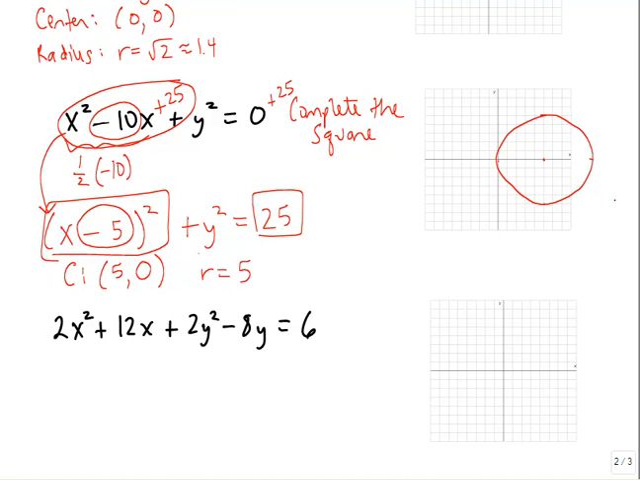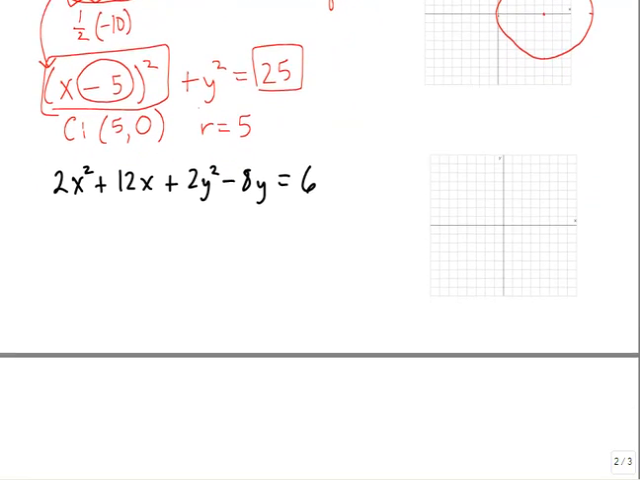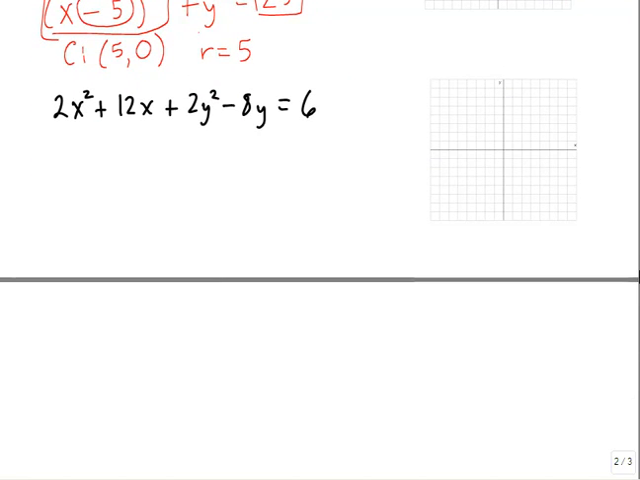Okay, let's try that process one more time on one more example. So this one, again, first thing you want to do is recognize that it has to be a circle, and I know that it is because there's an x squared and a y squared. It's addition in between them, and the coefficients of the x squared and the y squared terms match. So that makes it a circle.